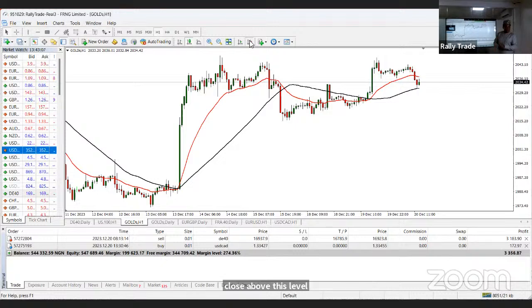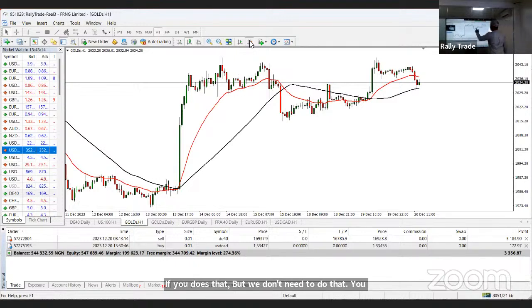If it does that, you can buy. It will give you money. But if it doesn't do that, you cannot. It would have been a good sell if, as this thing crossed below, as long as this one is below this black, this more candle prints and closes below this level. It would have been a sell.